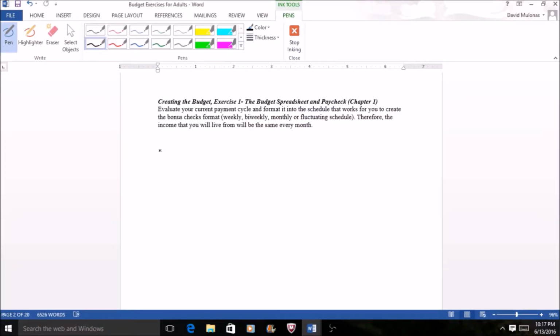We are in creating the budget for our course project and we are into exercise 1. What you need to do is go in and look at your checks and format it to the proper setup. We can see that we have weekly, bi-weekly, monthly, or fluctuating. Things to keep in mind: with weekly, you will have 4 checks per month.